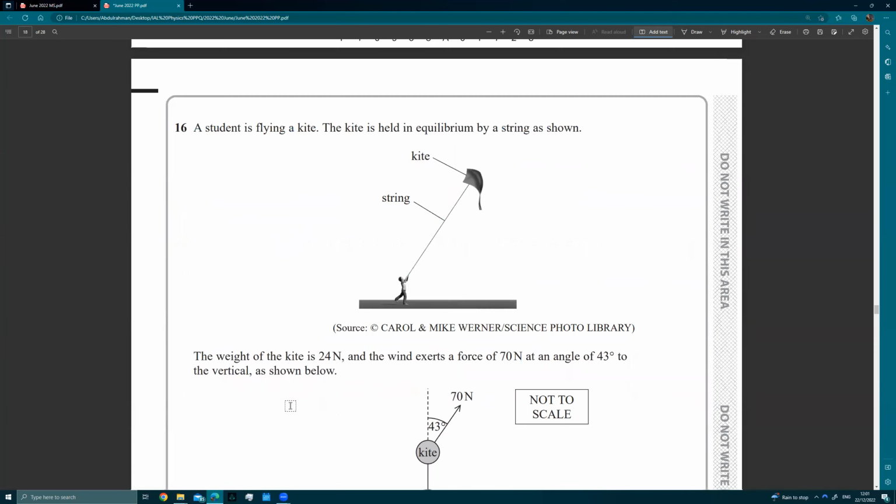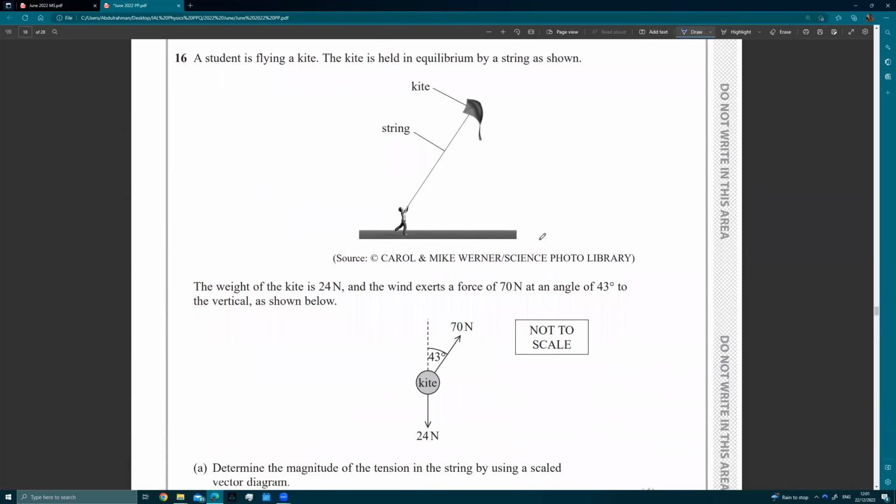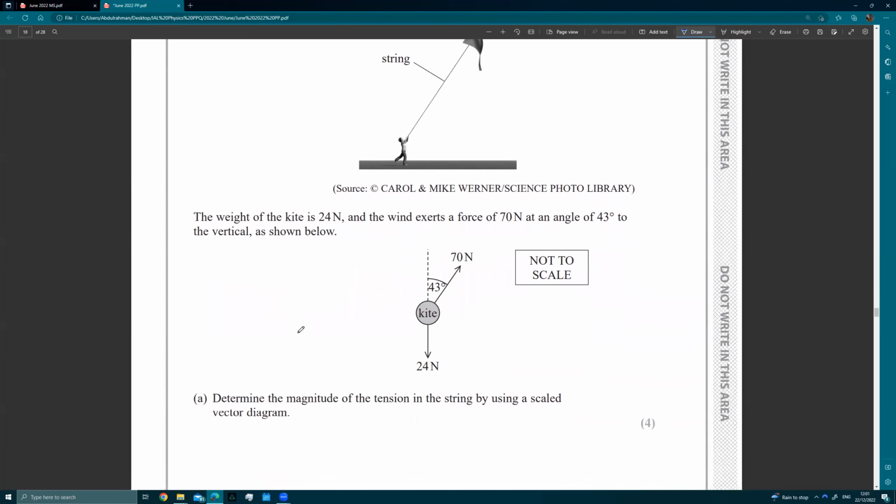Okay, so a student is flying a kite. The kite is held in equilibrium by a string as shown. The weight of the kite is 24 newtons and the wind exerts a force of 70 newtons at an angle of 43 degrees to the vertical as shown. Determine the magnitude of the tension in the string by using a scaled vector diagram.